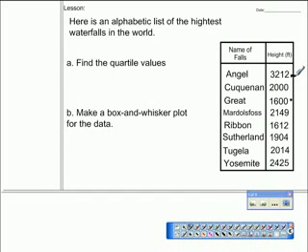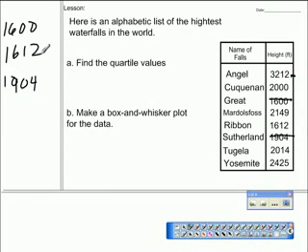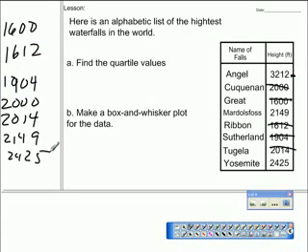All right. So if I want to make a box and whisker plot of this, what's the first thing I have to do with all the numbers? Put them in order. So 1,600 is the smallest number. Then 1,904. Oh, nope, 1612. 1612, 1904, 2000, 2014, 2149, 2425, and 3212.